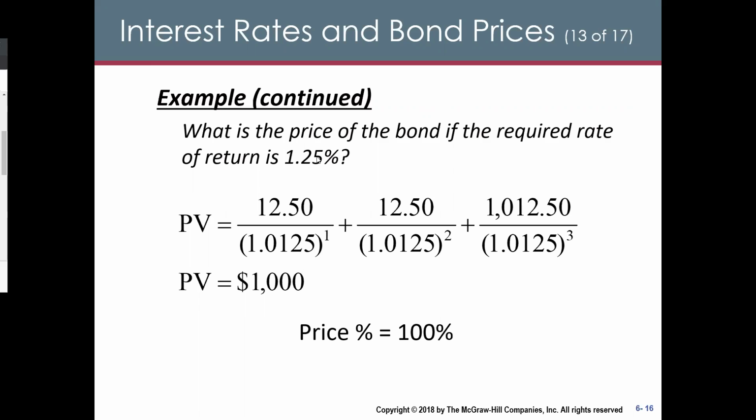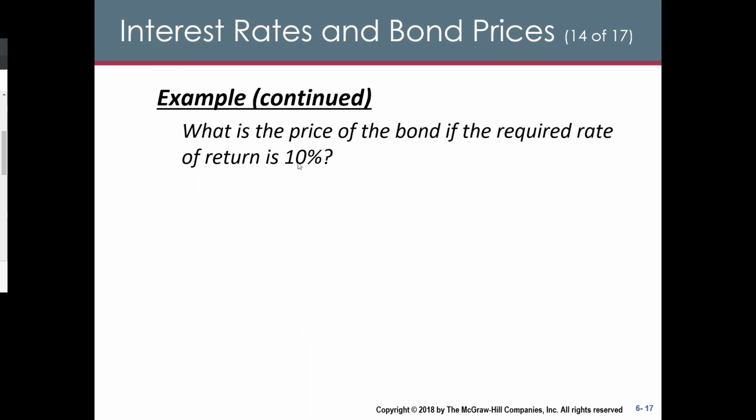What will happen if the required rate of return increases in the next example to 10%? If the bond is offering a coupon rate of 1.25%, however, the market says the current market interest rate is 10%. If you do other investments, you are supposed to receive 10% return. However, this bond is only offering a coupon rate of 1.25%. So this will make this bond very unattractive. To make it more attractive, you need to lower the price.